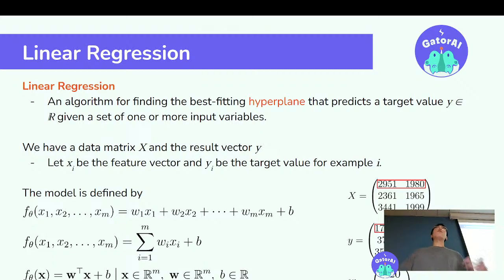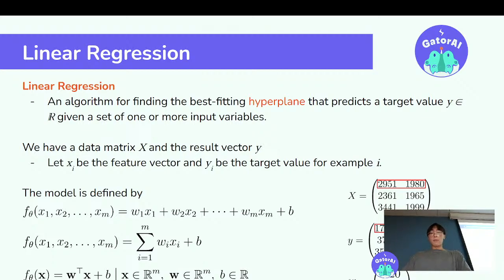So now that we've formalized some of these ideas about loss functions, hypothesis classes, overfitting and underfitting, and bias and variance, we're going to talk a little bit about linear regression, right? The definition of linear regression is essentially an algorithm for finding the best fitting hyperplane that predicts a target value, and usually it's a real number that we're trying to predict, given a set of one or more input variables.